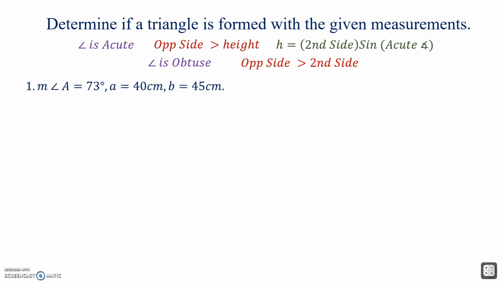So, first situation. It says the measure of angle A is 73 degrees, lowercase a is 40 centimeters, and b is 45 centimeters. First thing we notice, the angle is acute. And so little a is the opposite side, and b is the second side. So all we need to find is the height. In this case, the height is 45 times sine 73, the second side times the sine of 73.